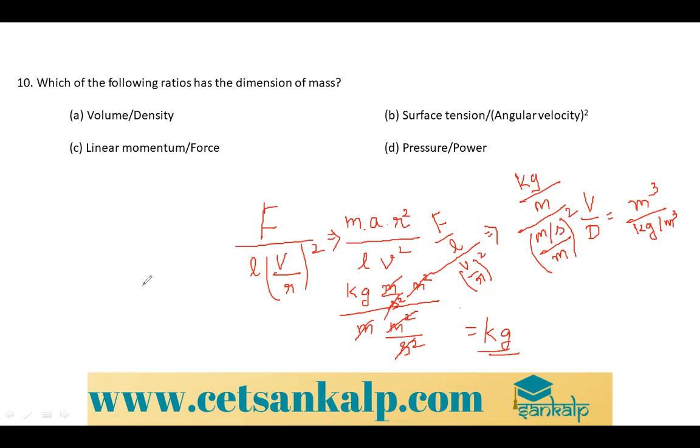So which of the following ratios has the dimension of mass? Which one is it? Option B. I hope you are clear with that. Okay, so we'll go with the next problem.